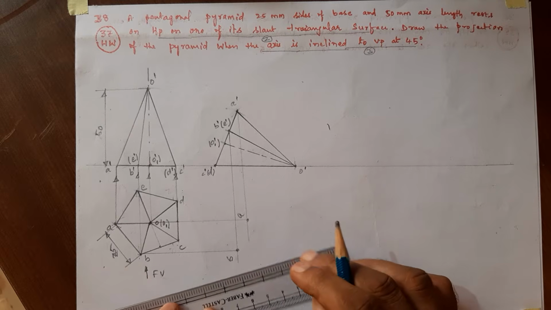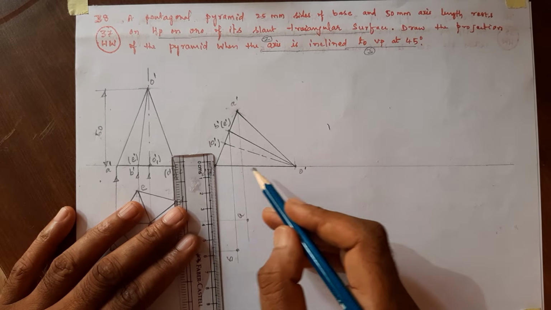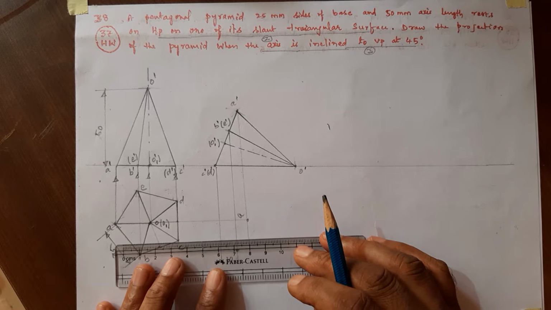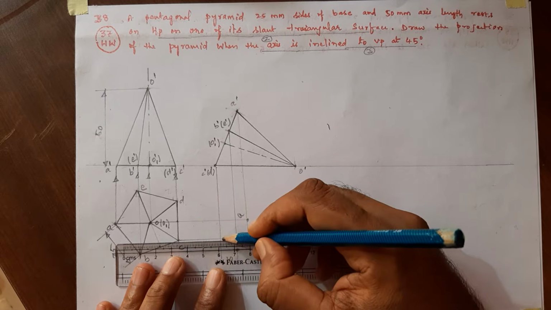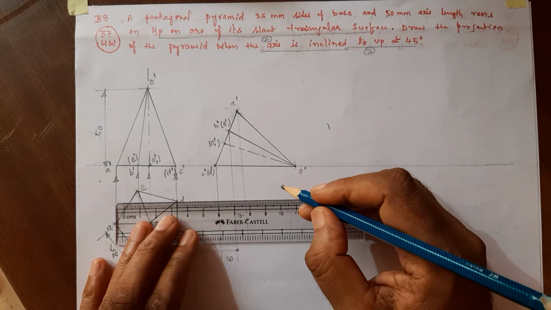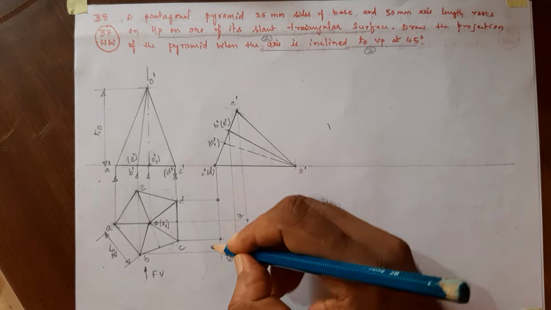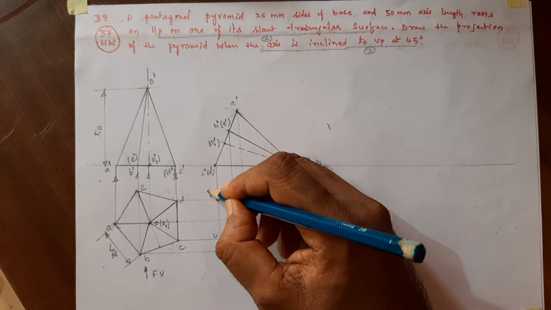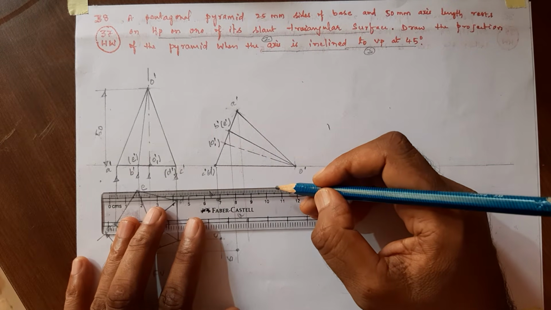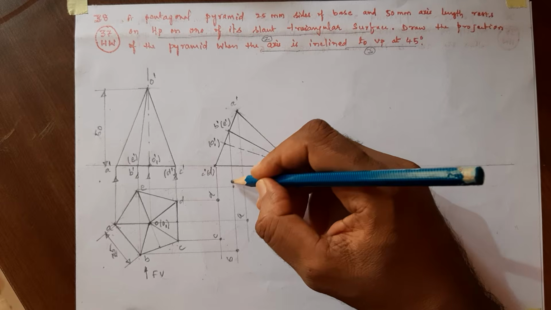Next, vertical projector line from the C. Now see here, vertical downward projector line from the C. So horizontal projector line from the C. Okay, so vertical projector line from the D dash and horizontal projector line from the D. Now say this point is C and this point is D. Next, vertical projector line from the E dash and horizontal projector line from the E. Okay, now this point is E.